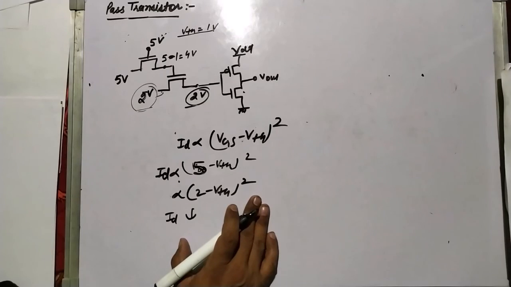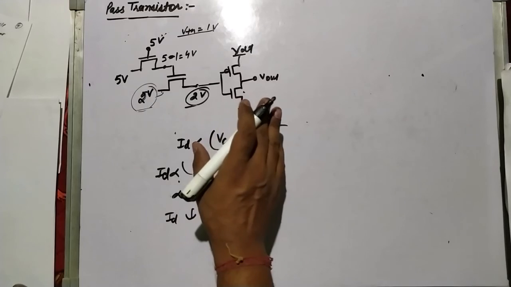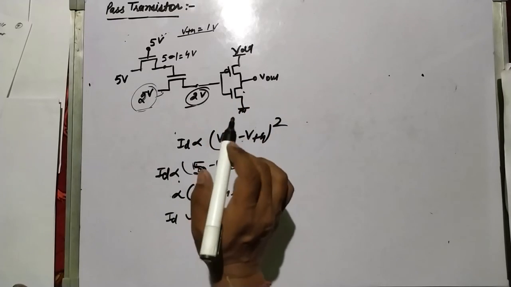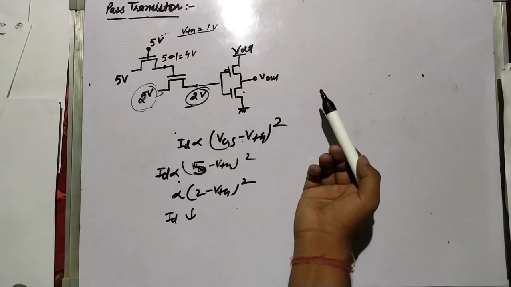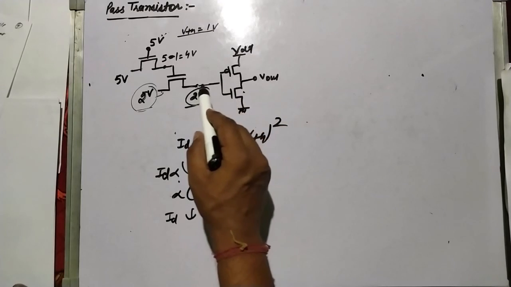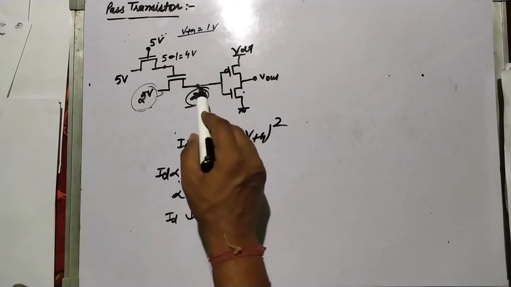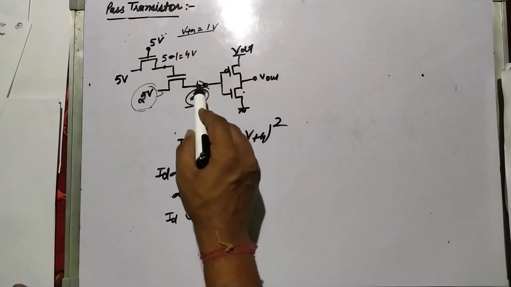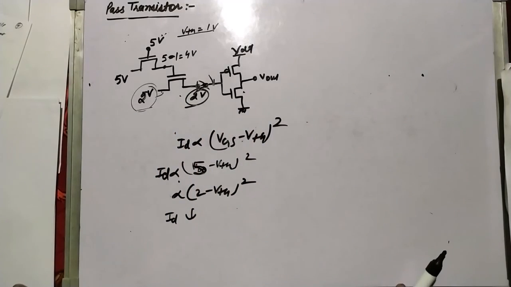So while designing any circuit, you have to keep in mind that one must not drive the output of the pass transistor as an input to the next transistor. If you want to use the output of a pass transistor to drive another circuit, then use an inverter between them, so it can restore its original value, and then you can give it. Otherwise don't use this. Thank you. This is all about the pass transistor.